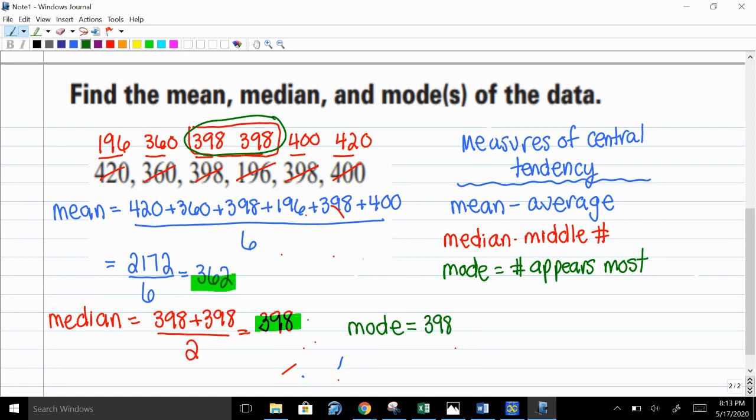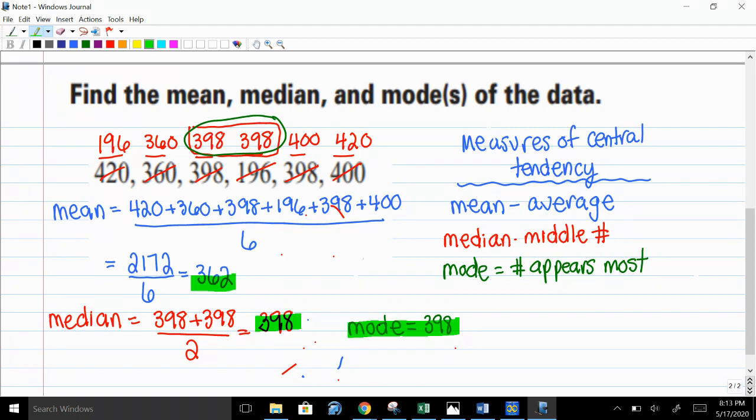Now, if there was no number that appeared the most, like for example, let's say in this problem I had 6 numbers that were all different from each other, so they all appeared once, then there is no mode. There is no number that appears the most. You don't list them all out. You don't say there are 6 modes. There is no mode. The mode doesn't exist. So the mode for this problem is 398.